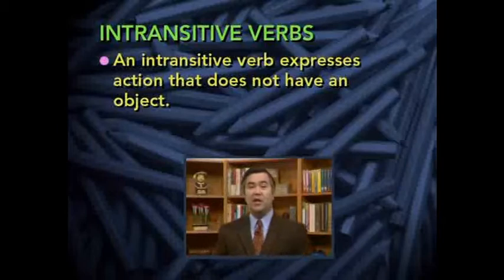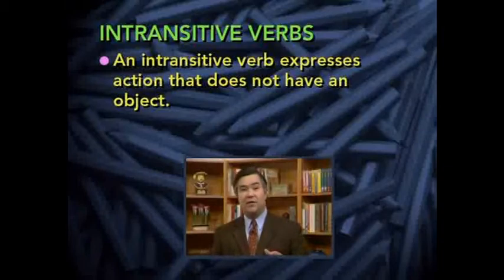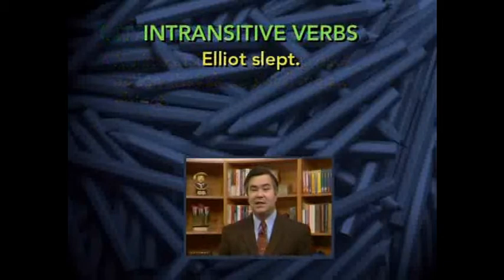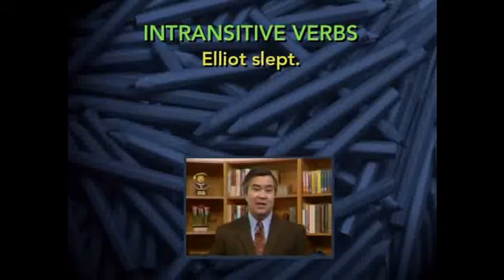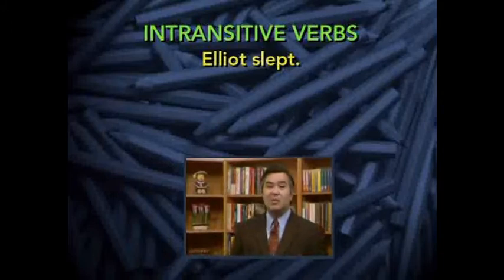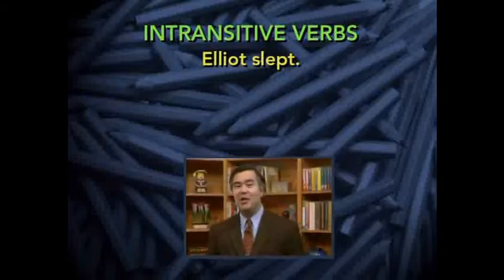We saw a moment ago that a transitive verb has an object which receives the action of the verb. An intransitive verb doesn't have such an object. Take a look at this sentence. Elliot slept. This is a short sentence, only two words, but it is a complete sentence. It has a subject and a verb, and it expresses a complete thought.